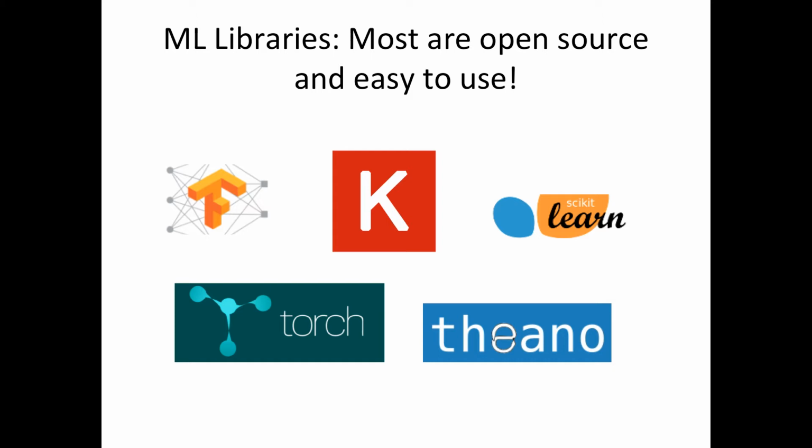And the barrier to entry for machine learning is really low these days. These are just some examples of open source, free to use software that is very robust and actively maintained. We've got TensorFlow, Keras, Scikit-learn, Torch, and Theano. They're all free and easy to use, and there's a multitude of examples. But I think my 5 minutes are up, so let's get to the panel discussion.